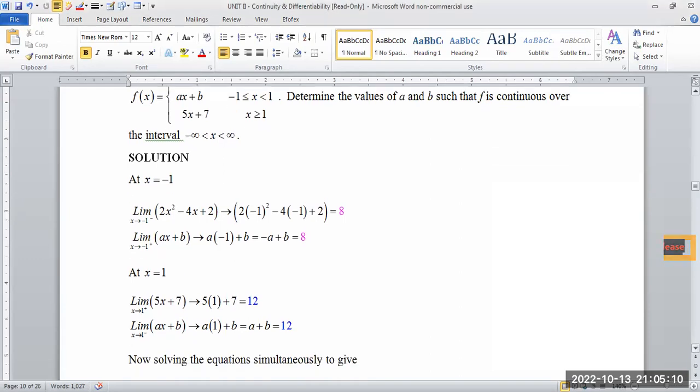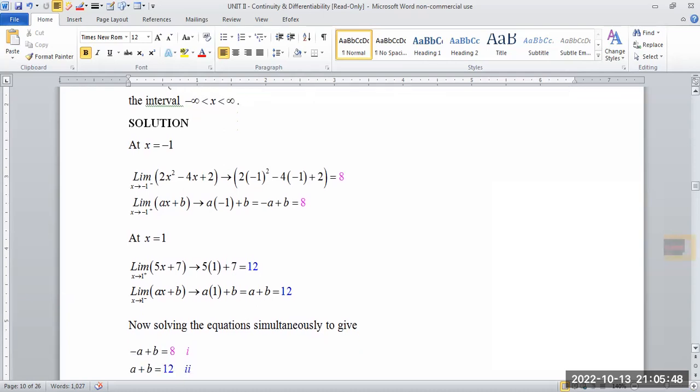Now you'll be solving the equations simultaneously. So you have two equations with two unknowns, and we are going to be solving simultaneously. Very good, Dan. The rest of you, come on. All right. So now, watch my equations. My equations are negative a plus b equals 8 and a plus b equals 12. Those are my equations. I'm calling one equation 1 and the other equation 2.